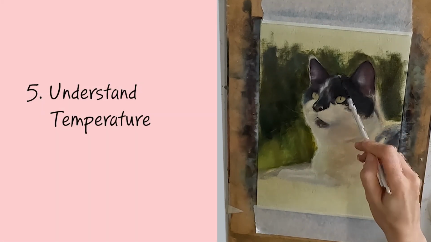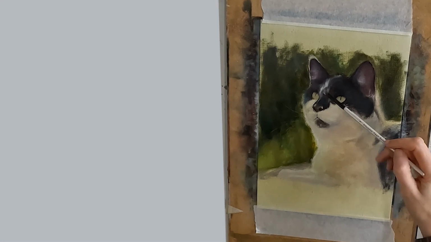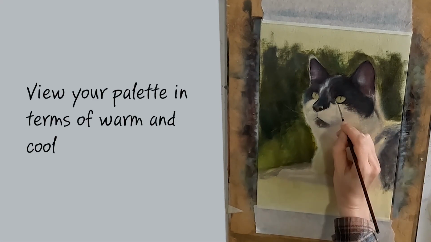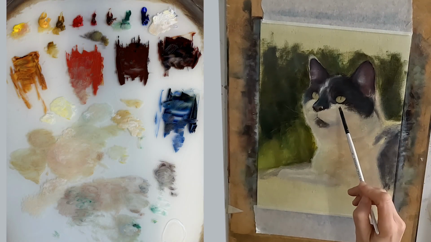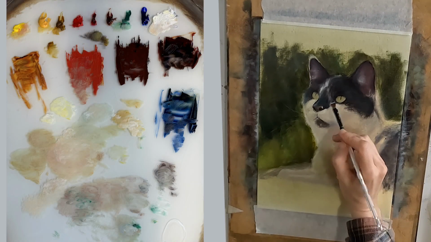Number 5. View your colours in terms of temperature. Viewing your palette in terms of warm and cool temperatures will really help you in selecting colours. Let's have a look at the colours on my palette for this painting.